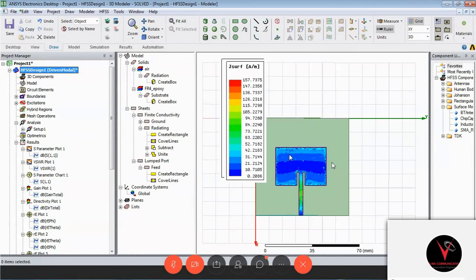Sir, which version is this, sir? HFSS version. Sorry, sir, which version is it, sir? I'm using the HFSS version, yes, sir. I'm using 2020. Okay.